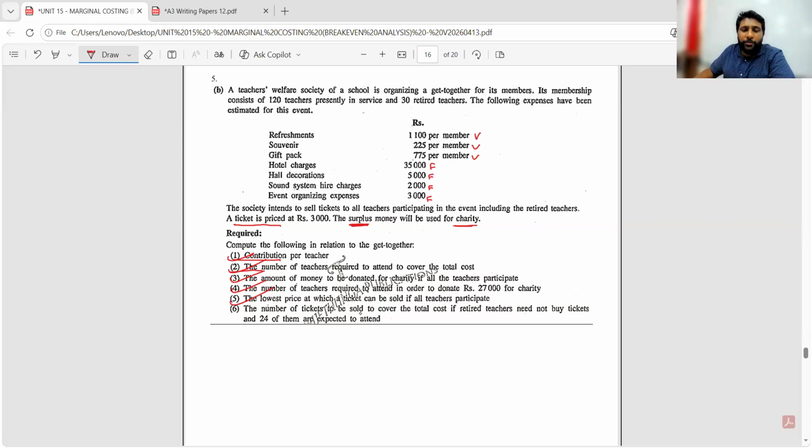The number of tickets to be sold to cover the total cost if retired teachers are not required to buy the tickets and 24 of them are expecting to participate. Explain what is in the question in your own understanding. They're asking how many tickets you have to sell, if the retired teachers are not going to buy the tickets, and 24 retired teachers are going to participate in the event.